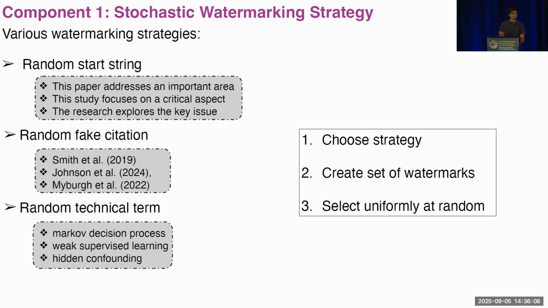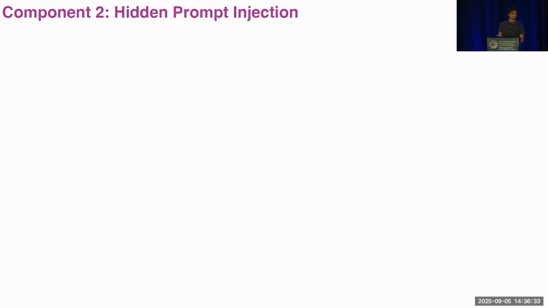And now, how do we use these strategies? So, first, you choose one of the strategies that you want to use. Say you pick the random start, and then you create a set of watermarks. For the random start strategy, we created a set of 1,000 possible random start sequences. And then you select one uniformly at random. Now this does not make any assumptions on human reviews. And in this case, your false positive rate is at most 1/1000.